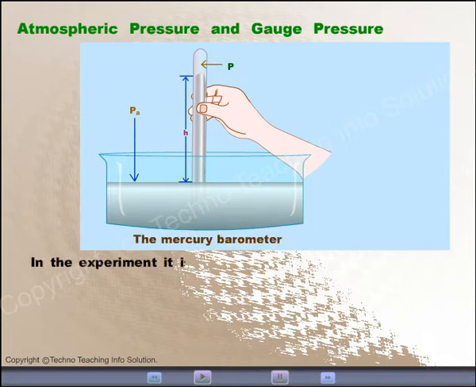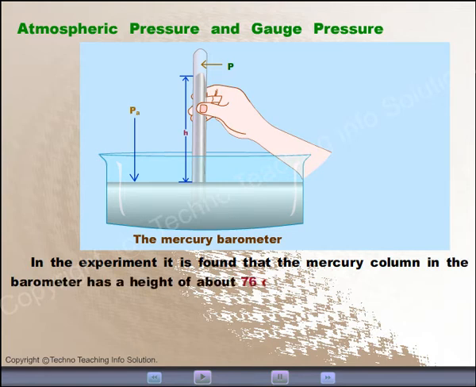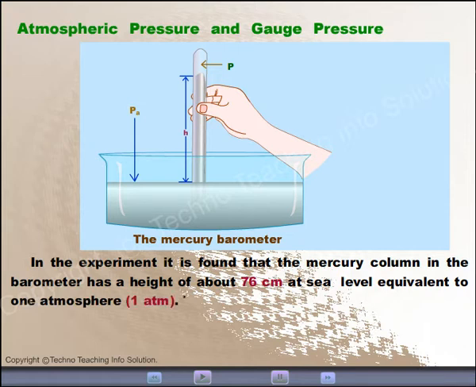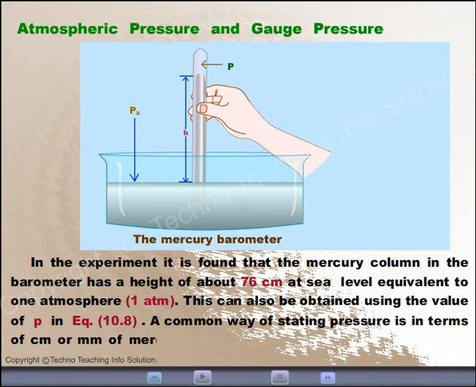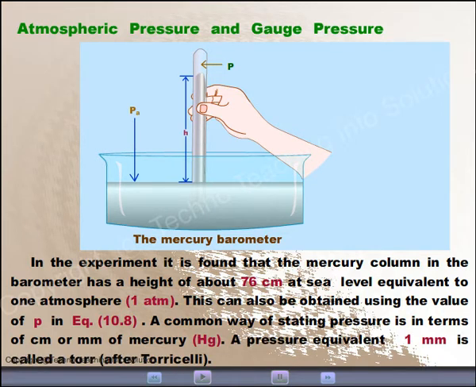In the experiment, it is found that the mercury column in the barometer has a height of about 76 cm at sea level, equivalent to 1 atmosphere, that is 1 atm. This can also be obtained using the value of P in equation 10.8. A common way of stating pressure is in terms of centimeter or millimeter of mercury, that is Hg. A pressure equivalent to 1 mm is called a torr after Torricelli.